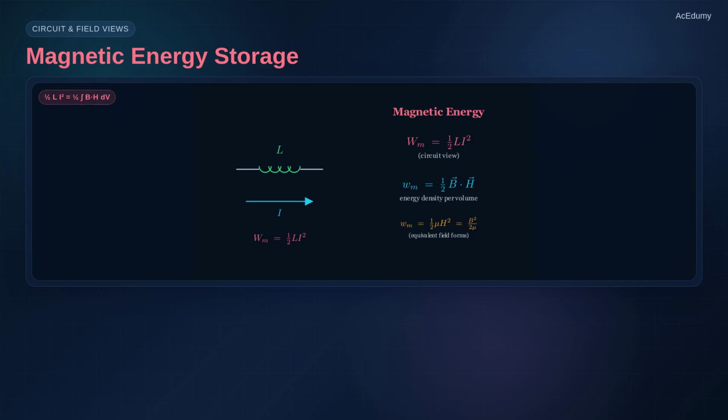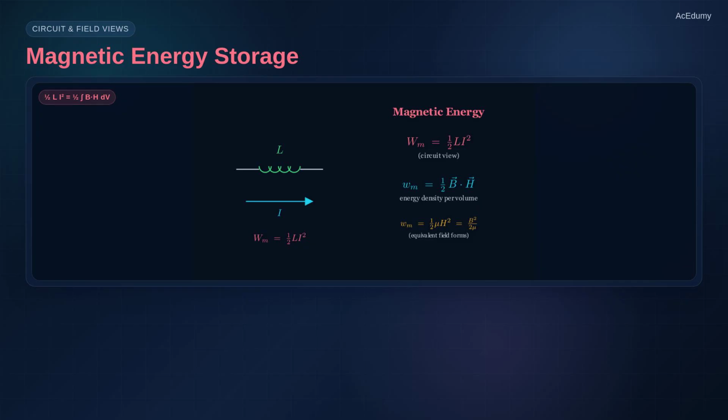Exactly the same structure as 1/2 CV² for a capacitor. Why the 1/2? Because the current rises linearly, so average current times final current gives half the product. We can also express this field by field. The energy density at each point of space is 1/2 B dotted with H, or equivalently 1/2 μH² or B² over 2 mu. Integrate this over all space and you recover the total 1/2 Li².